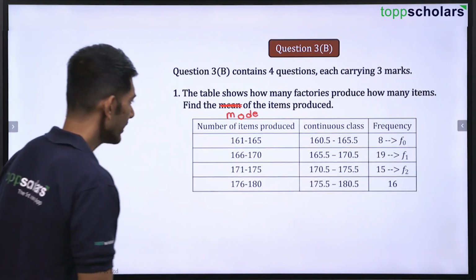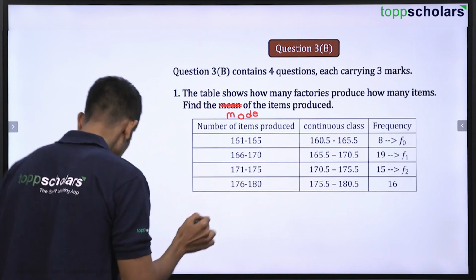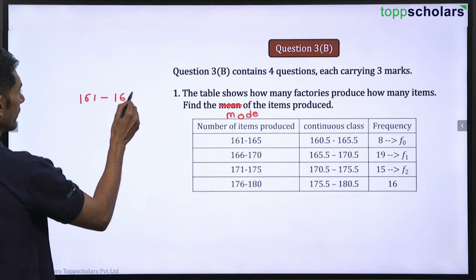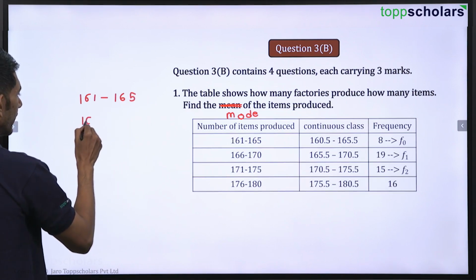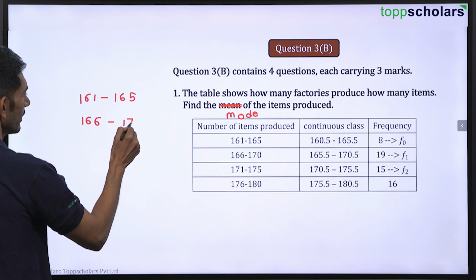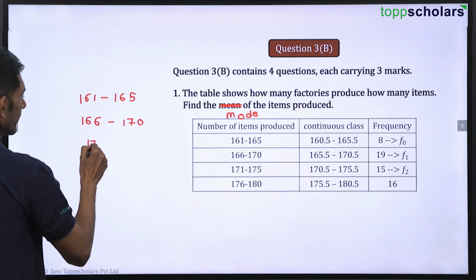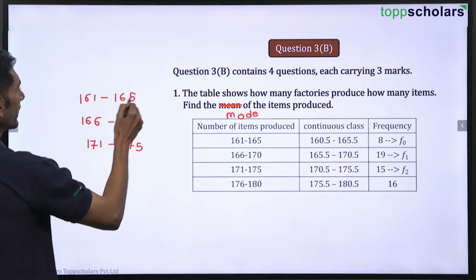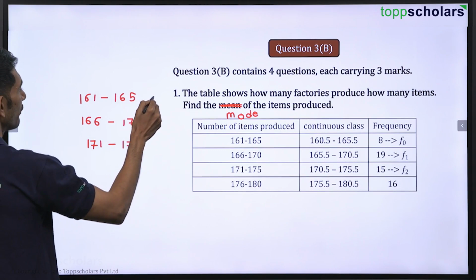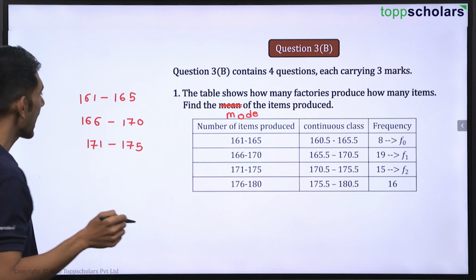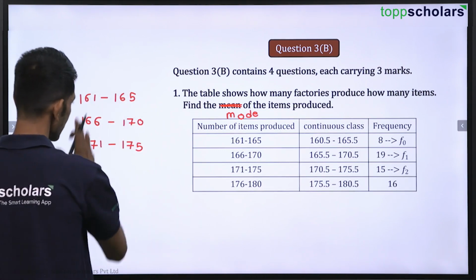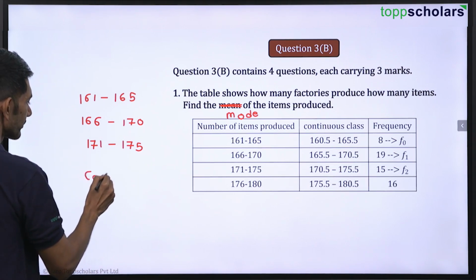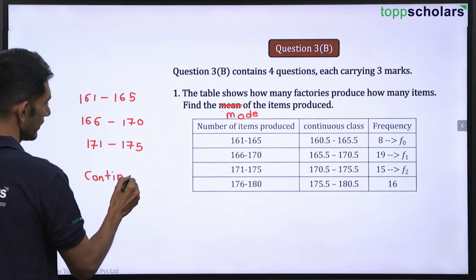Now if you see, there is a gap here, 161 to 165. Understand, 161 to 165, and then there is a break. It goes to 166 to 170. Again there is a break, that is 171 to 175. Now if you see, there is a gap of 1 here, 165 to 166, a gap of 1, 170 to 171, a gap of 1. So can I say, in such a scenario, we need to make this class continuous, right?